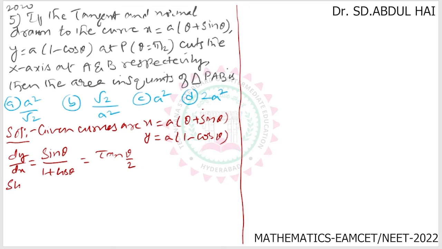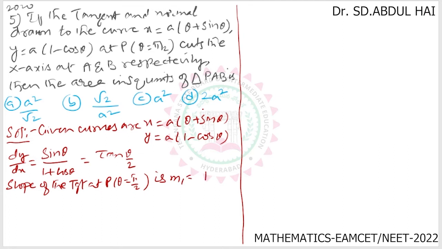Therefore, first of all I am finding the slope, because I want the equation of the tangent. Therefore, the slope of the tangent at P, theta equals pi by 2, is nothing but m1 equals 1, right?